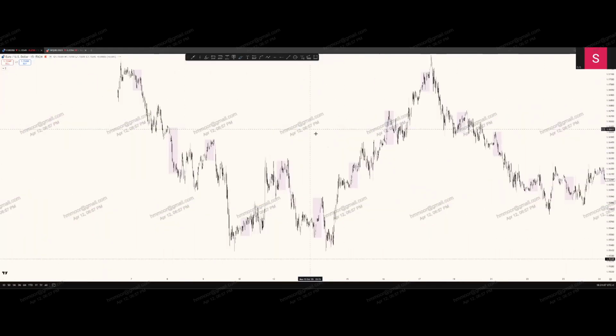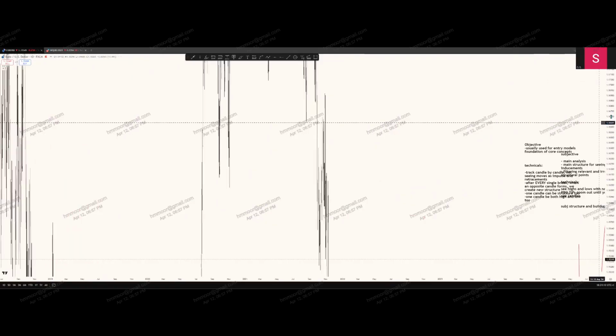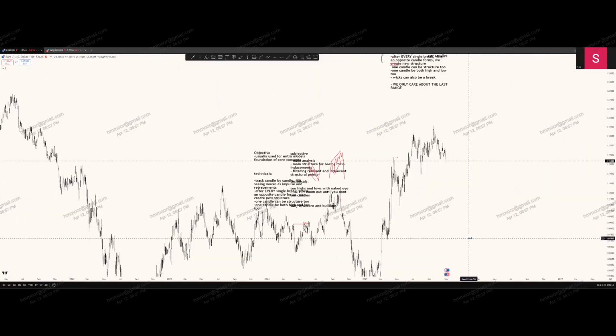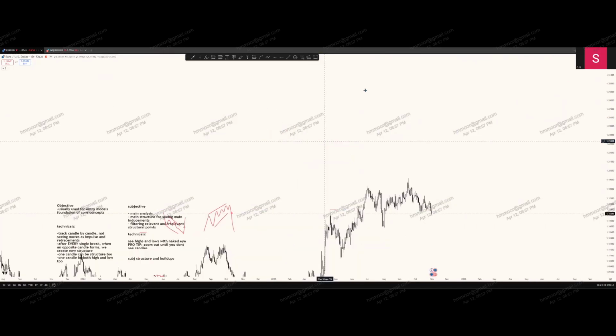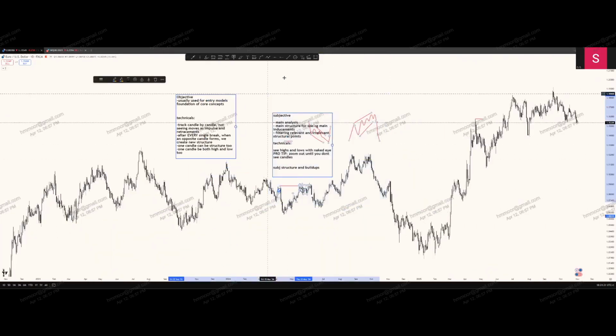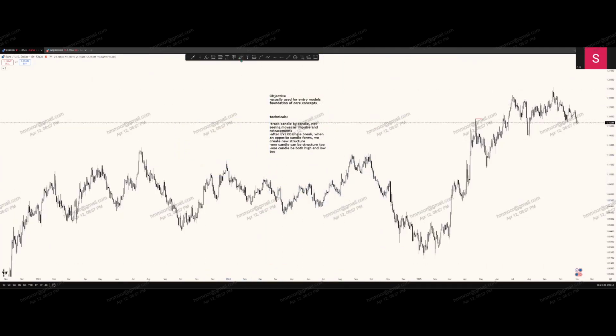And now let's go to the objective structure and its rules. Oh, okay, so it's here. Perfect. So when we are using objective structure, it's a strict set of rules. You just follow it like a robot. You don't have any opinion, nothing. You just do the same thing and follow the rules.